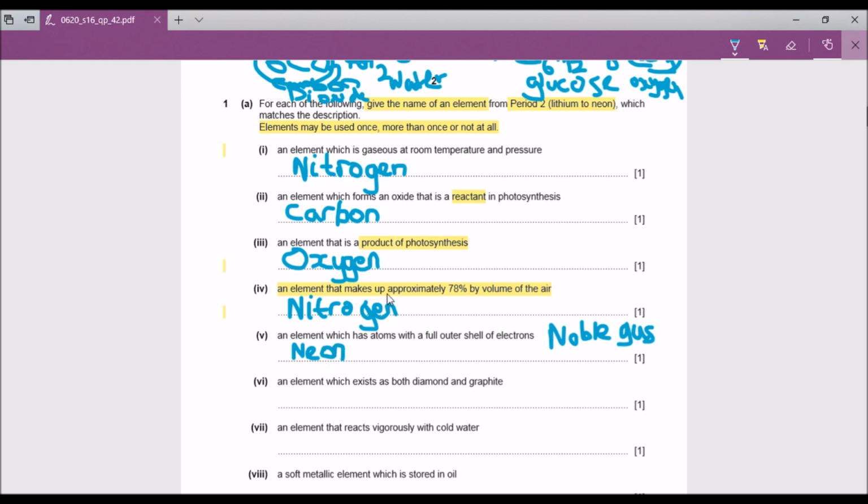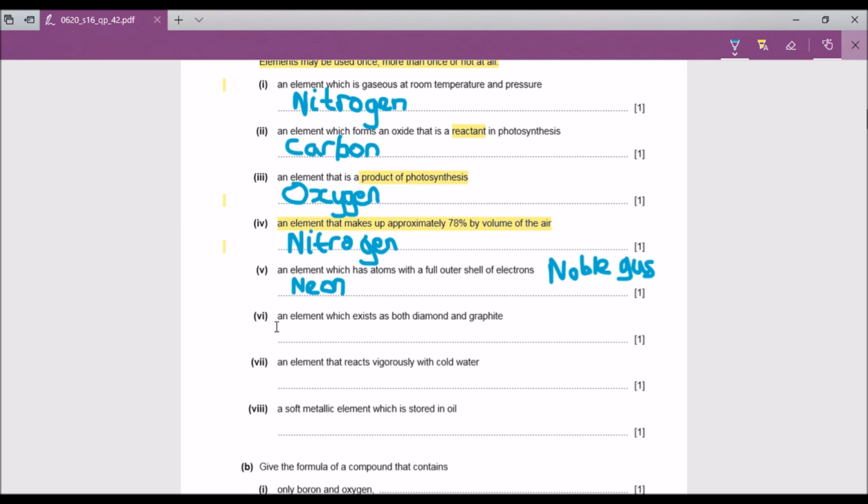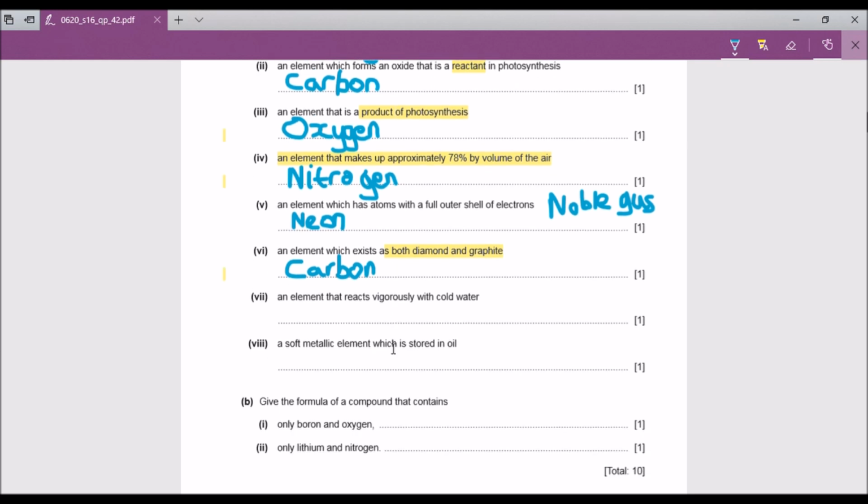That's the only answer. And anyways, the next part is an element which exists both as diamond and graphite. If you don't know what diamond and graphite are made of, basically they're carbon. They're allotropes of carbon, so they have different structures, but they're made up of carbon atoms. So the answer for that is carbon.